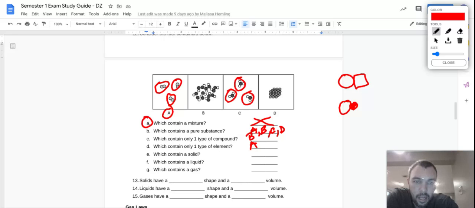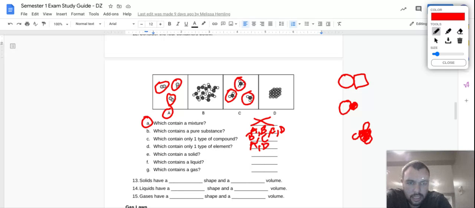C, I would say, is a compound because we got that one dark one in the middle, and then we got three light ones going around the outside, and they're all the same. And then D, I would say, is an element because they all look exactly the same. All right, which one is a solid, liquid, and gas?